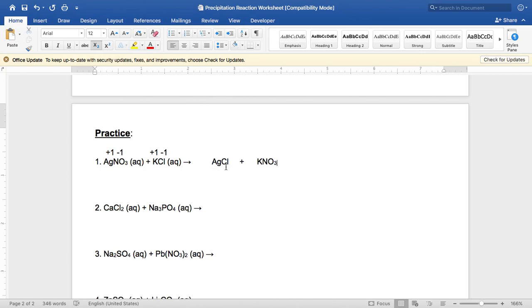Okay, so the two products that I formed were AgCl and KNO3. Now I need to determine which one of these is a solid, if any of them are, okay? Or is it aqueous? Because the first one I want to look at is AgCl.